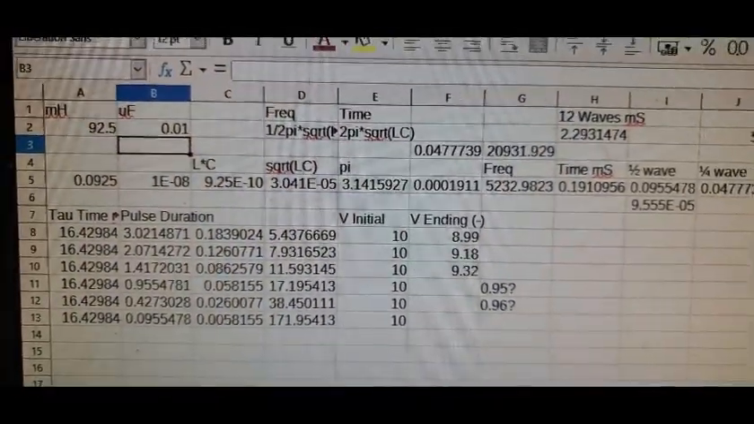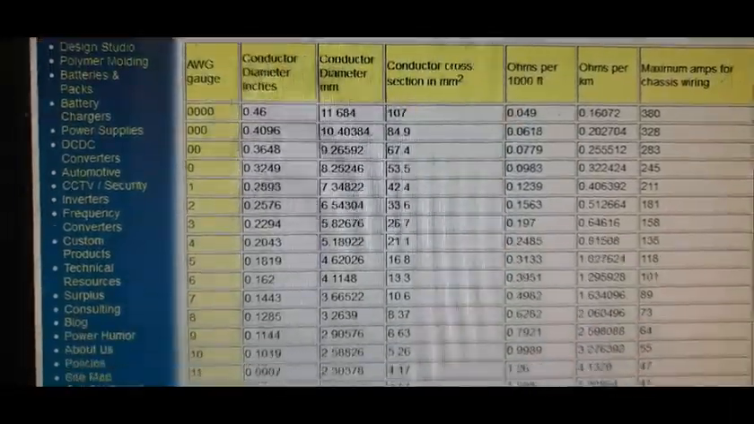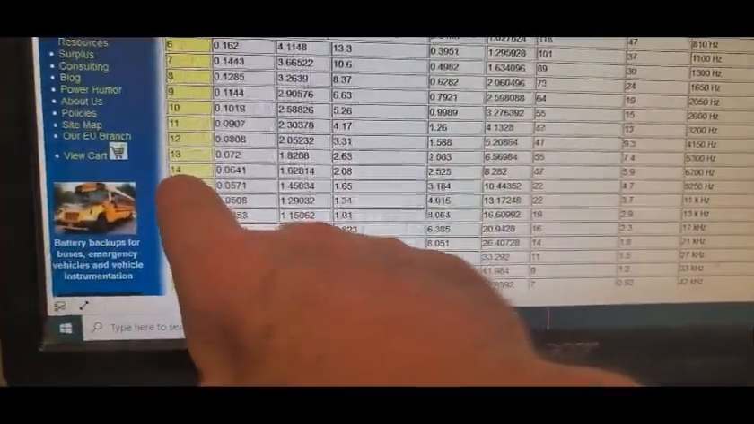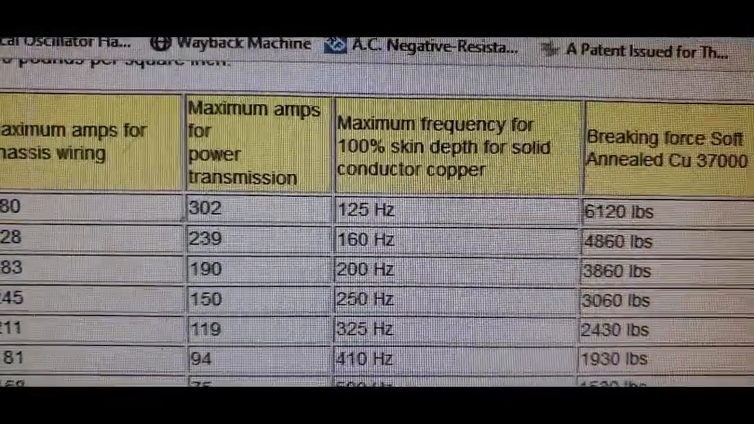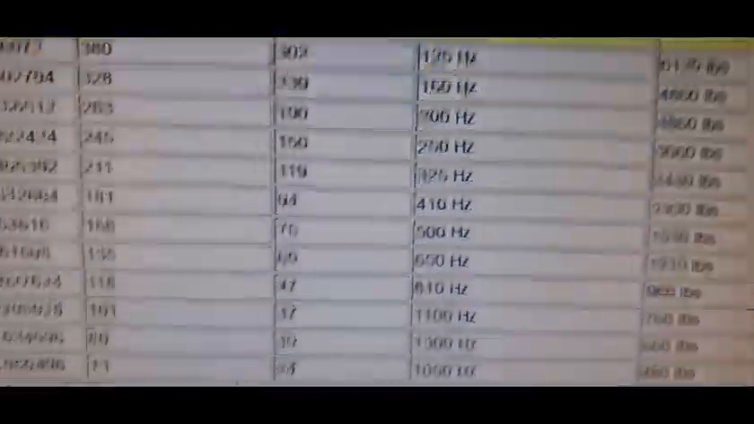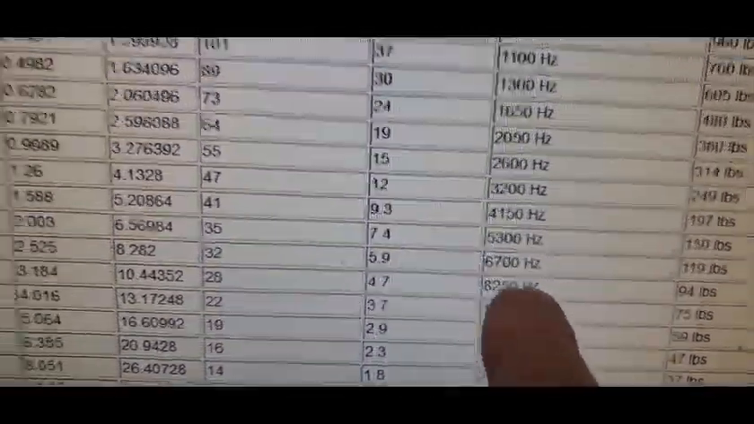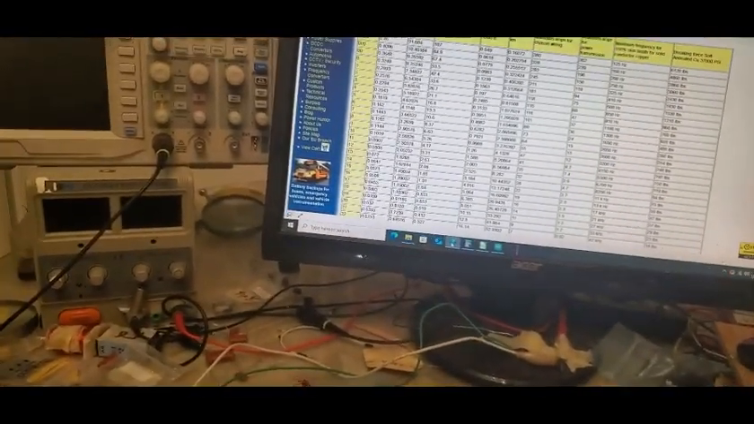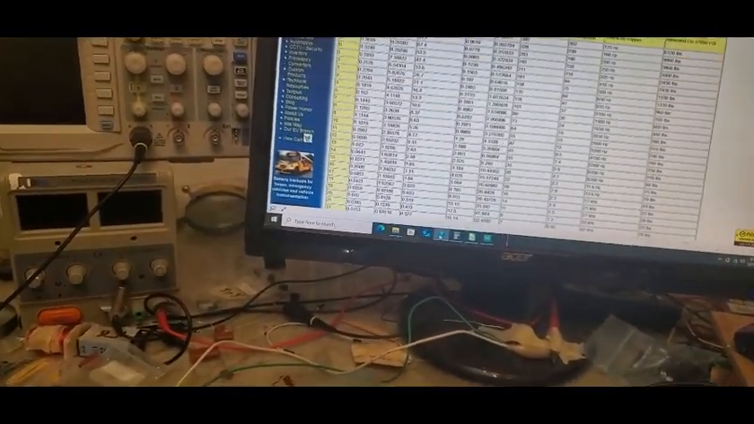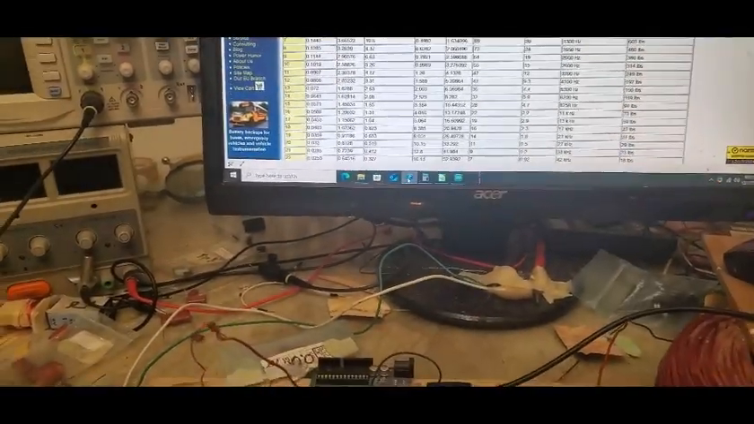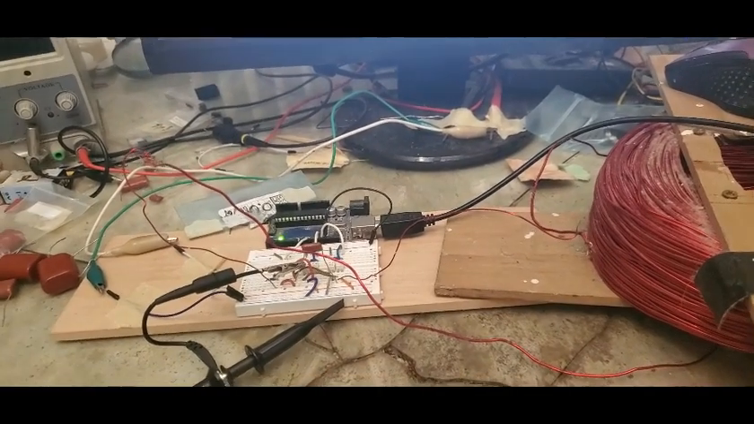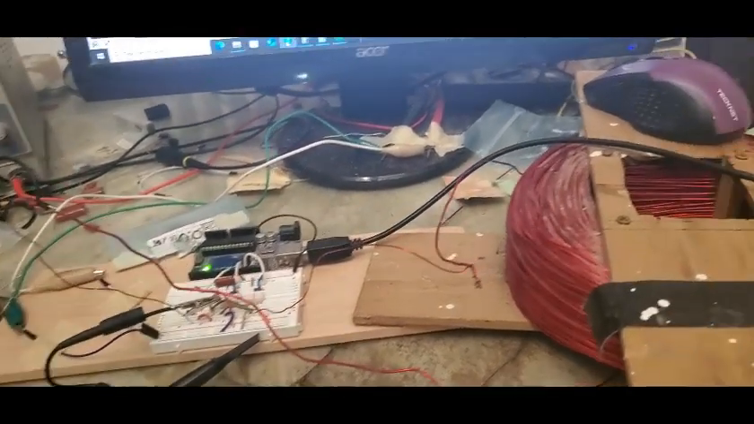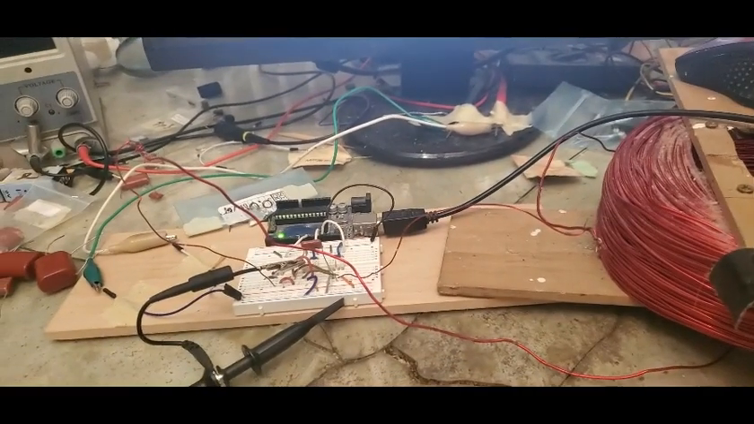And if we go to the American wire gauge chart, this is, I believe, 16 gauge. And so maximum frequency for 100% skin depth for a solid conductor, 11 kilohertz. So in other words, we shouldn't be running into significant skin effect yet. It would have to be going about twice as fast. So if we're not running into skin effect, what is it? And I would say that we're running into proximity effect.